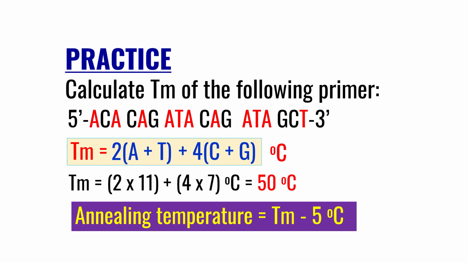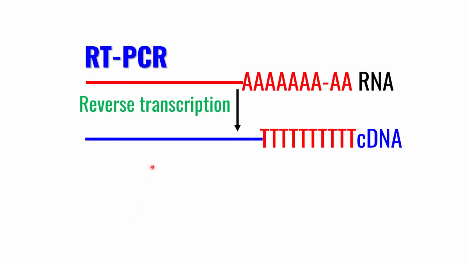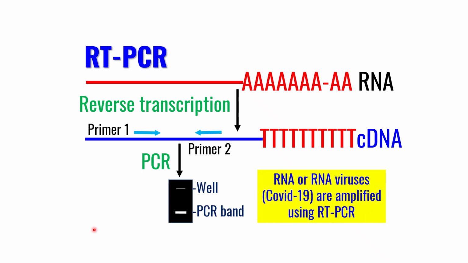If your annealing temperature is not selected properly, your PCR reaction is deemed to fail. So to amplify RNA, an extra step is introduced, which is called reverse transcription. The product of reverse transcription is cDNA. And using this cDNA with a pair of primers, you can amplify any region by using PCR. So for amplification of RNA or RNA viruses such as COVID-19, you have to use a slightly modified PCR, which is called RT-PCR.